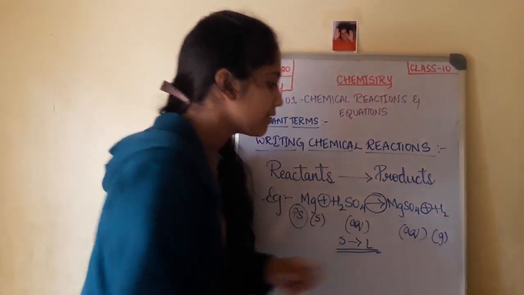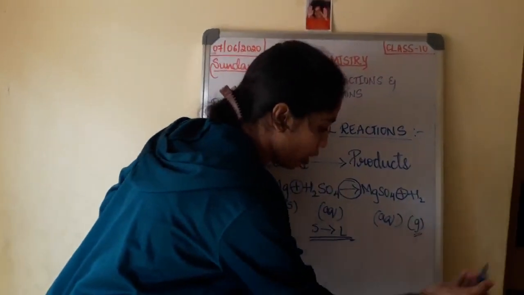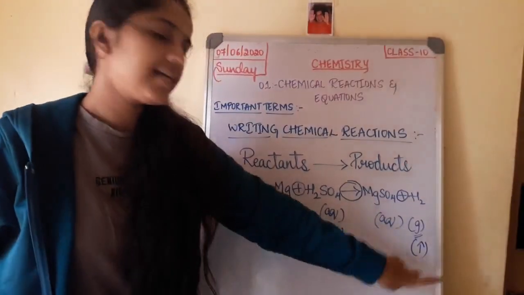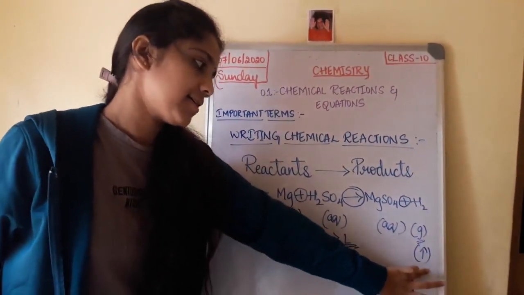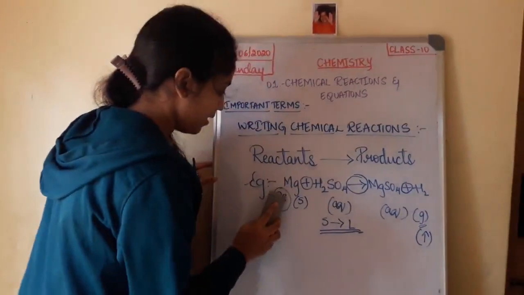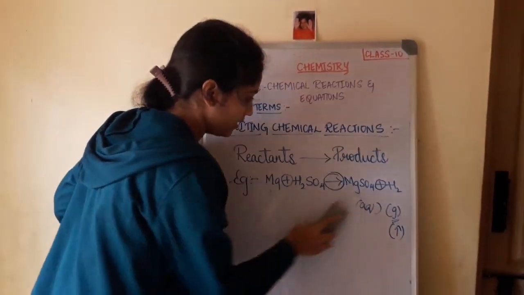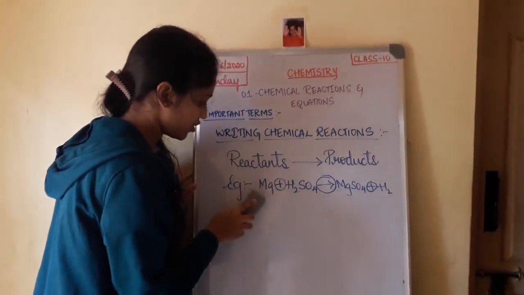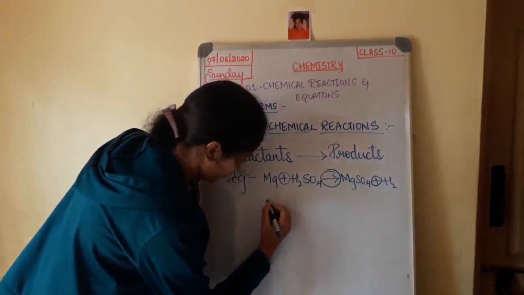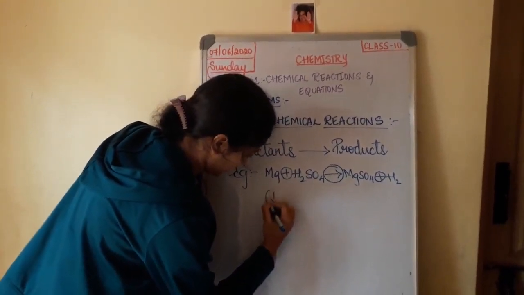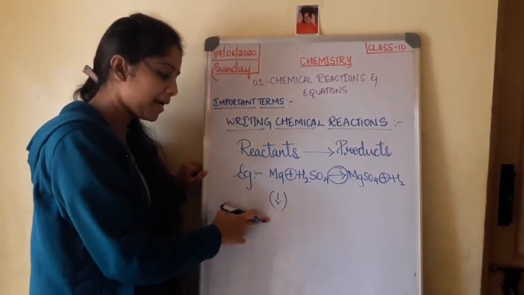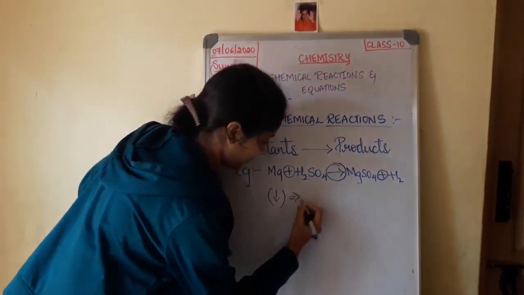Now hydrogen gas can also be written like this. The arrow facing upward also symbolizes the gaseous state. Now, besides solid, liquid, and gaseous, we also have this, the arrow mark facing downward. Now this represents the precipitate state.